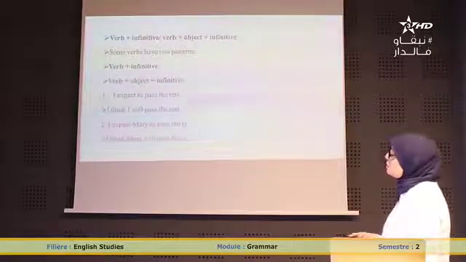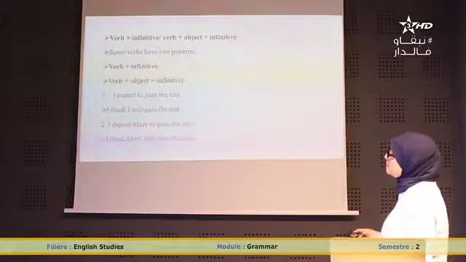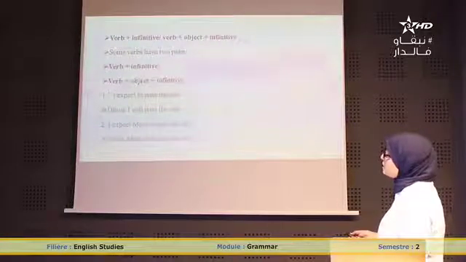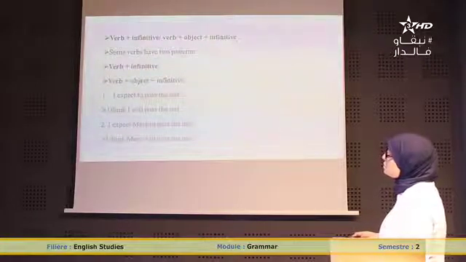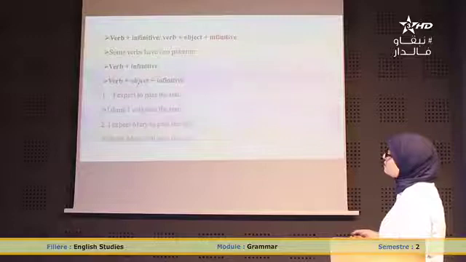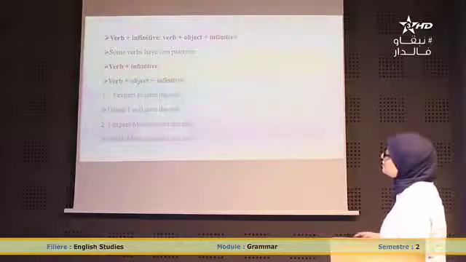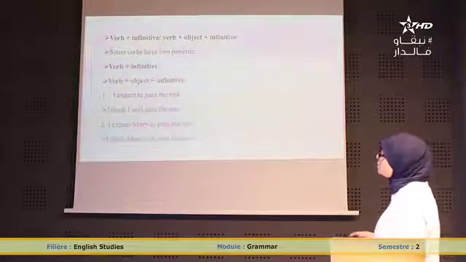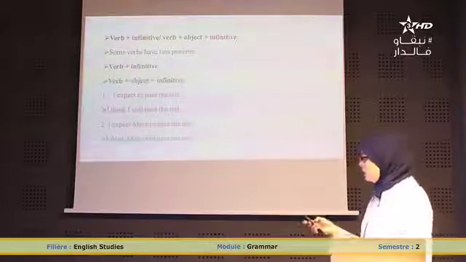But in the second one here, I expect Mary to pass the test. Two actions again, expecting and passing. Expecting is done by the subject of the sentence, which is I, and passing is done by Mary, which is here the agent, but it is the object of the first verb.